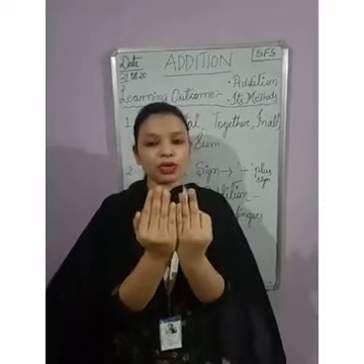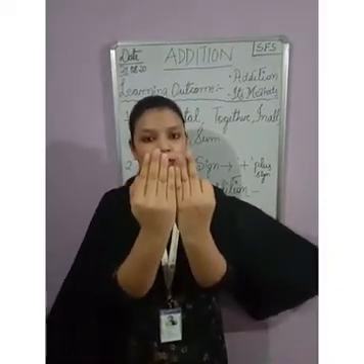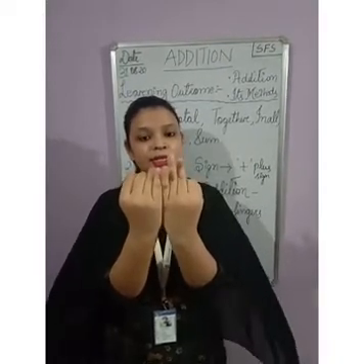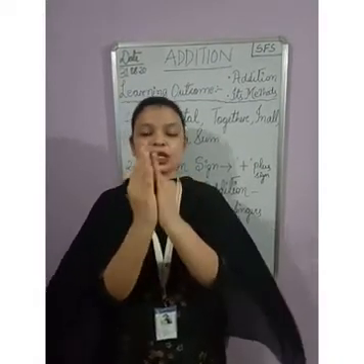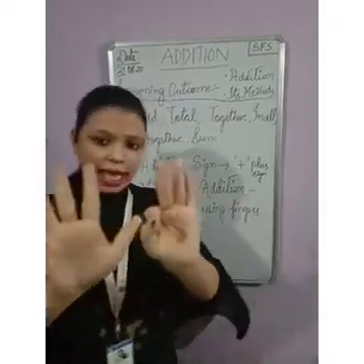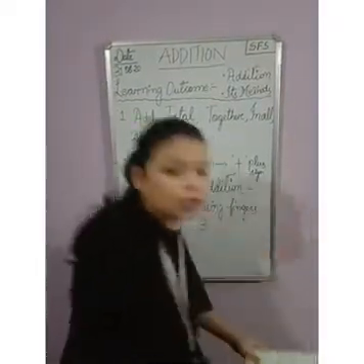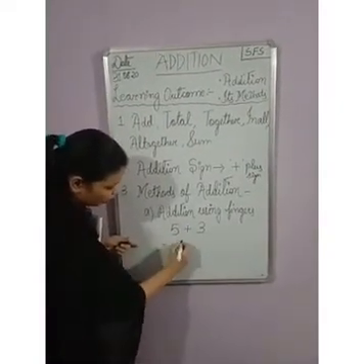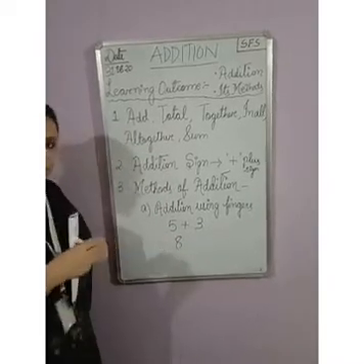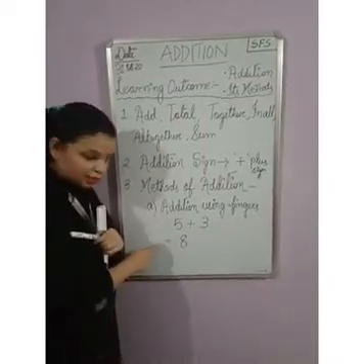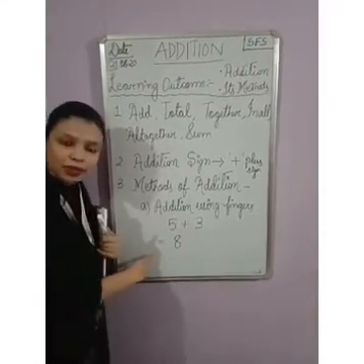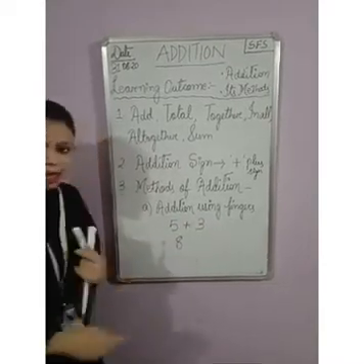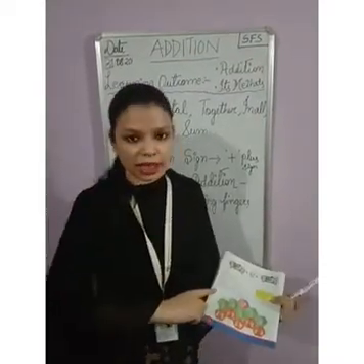Now you count how many fingers are there. 1, 2, 3, 4, 5, 6, 7, 8. So 8 fingers I have. Using the fingers you can write it in this way: 5 plus 3 equals 8. This is the equal sign, which is used in mathematics. Whenever we are adding numbers we put an equal sign, to show that with 5 and 3 we are getting the answer 8. So this is the first method of addition.